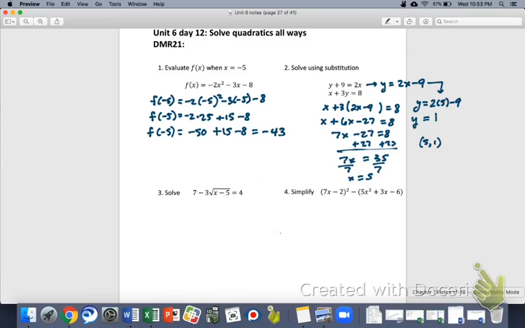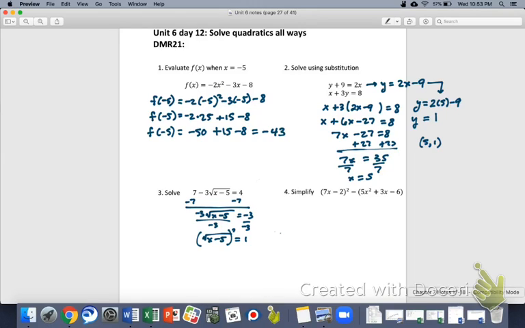All right, number 3, solving a radical equation. My first step is to get the radical all by itself. And so I'm going to subtract 7 over. This gives me negative 3 times the square root of x minus 5 equals negative 3. Still working to get the radical by itself. I'll now divide by negative 3. So square root of x minus 5 is equal to 1.